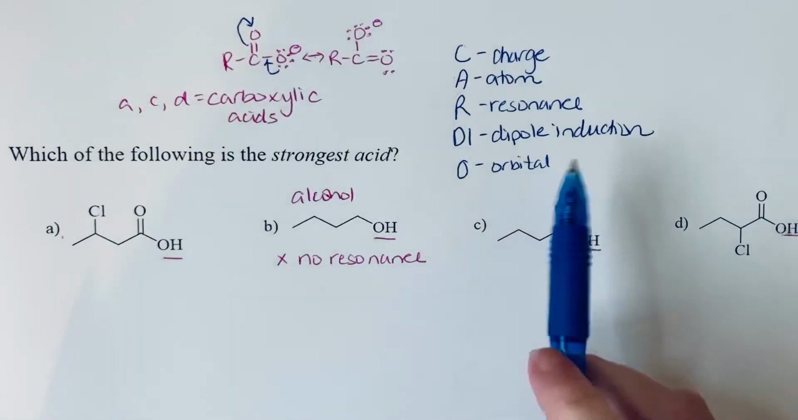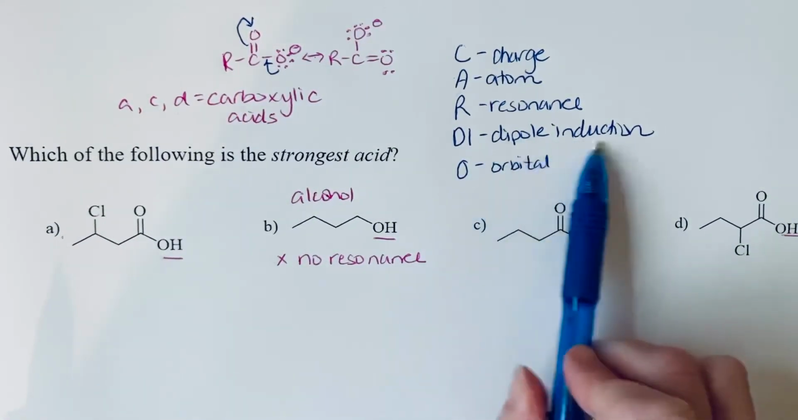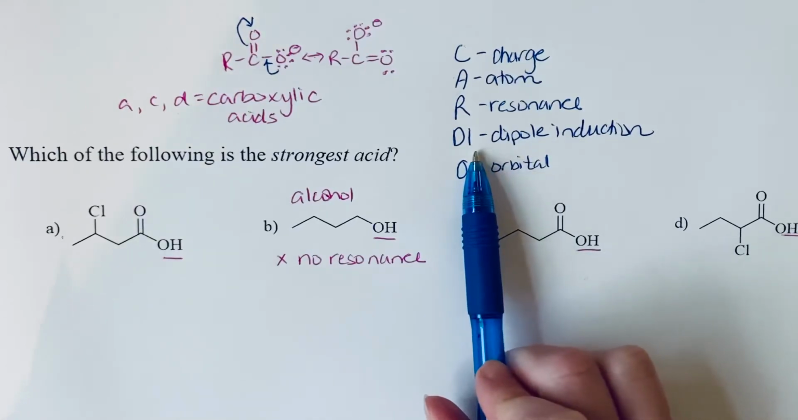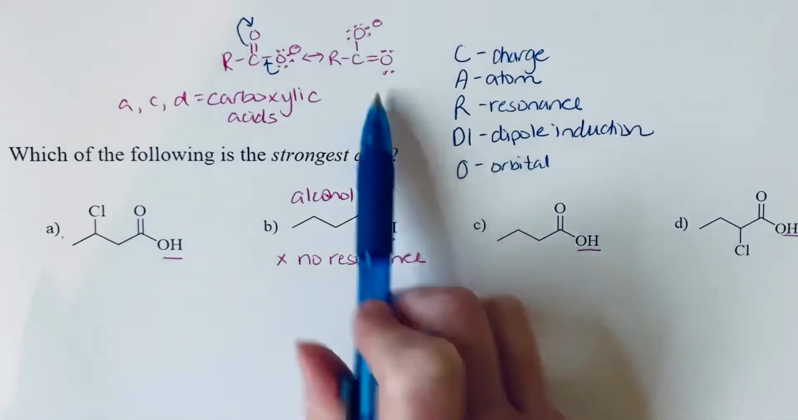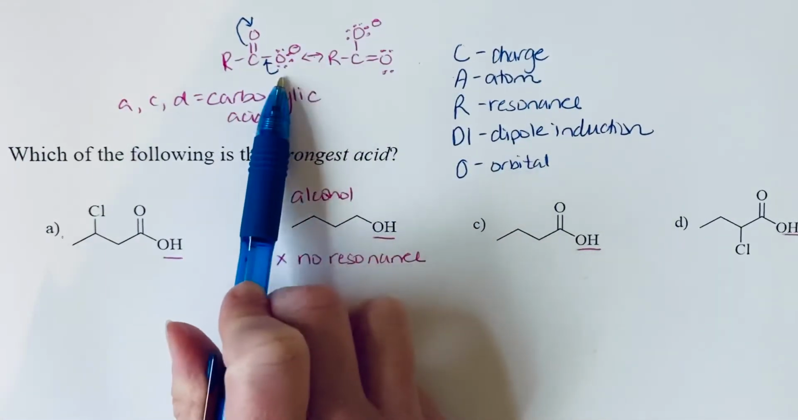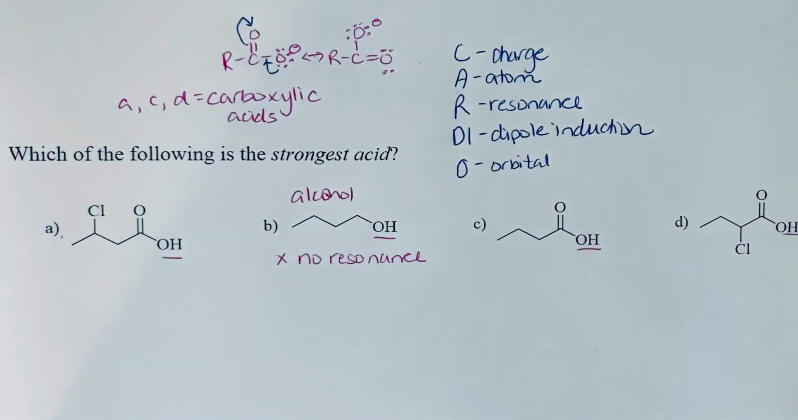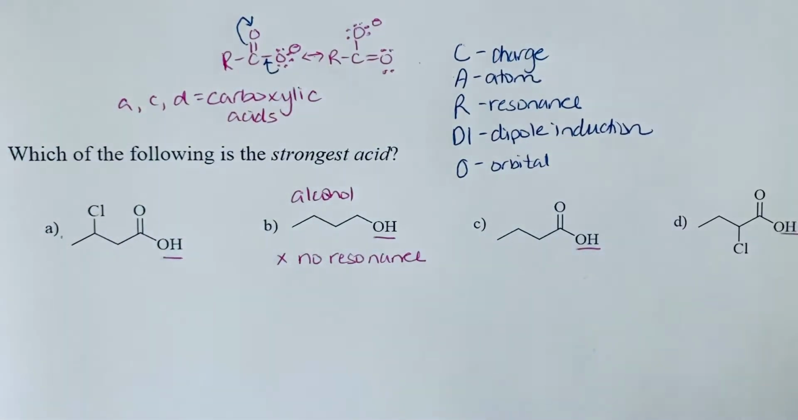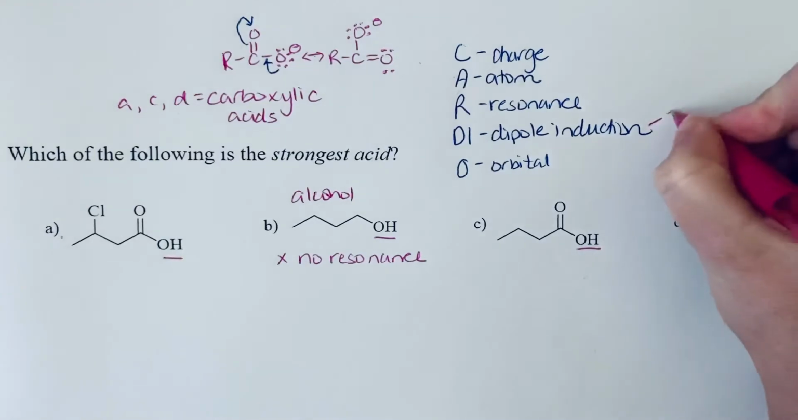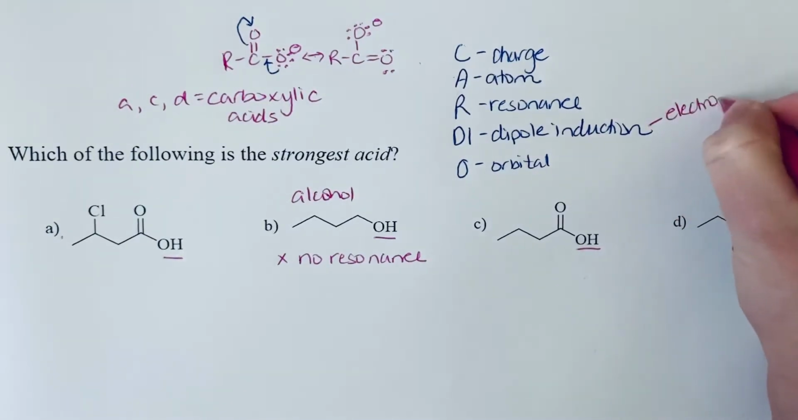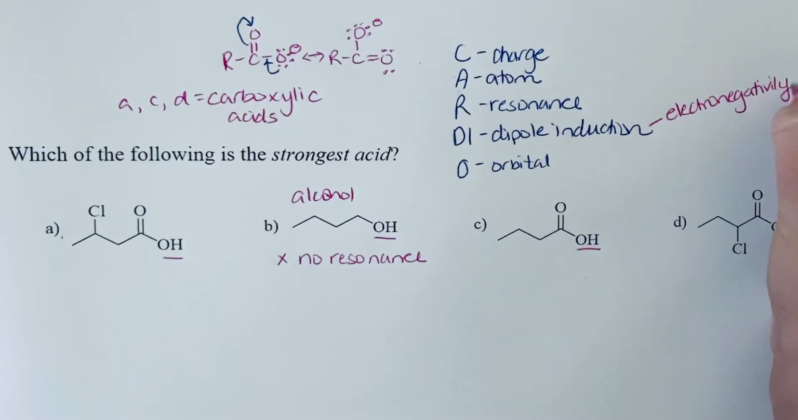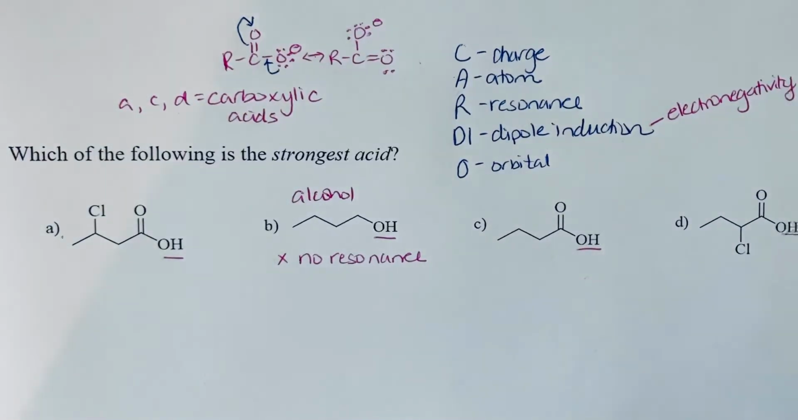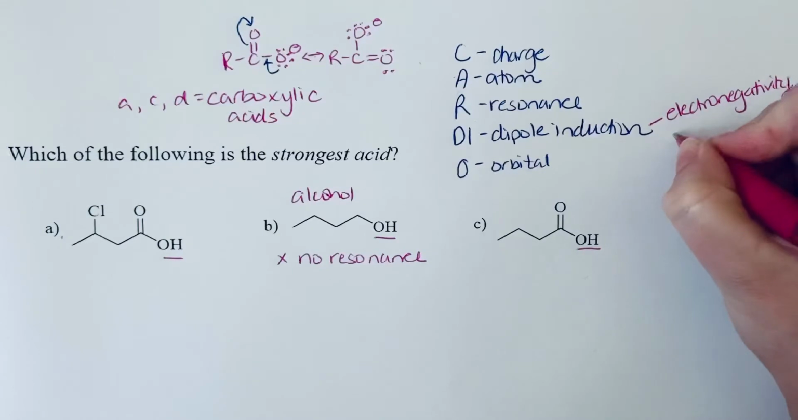Okay, so we're talking about dipole induction. This is the presence of another group in the molecule that could possibly help to pull some electron density away from the negative charge that you form, in order to help to share the charge. So the two things that we look for when we're looking at dipole induction are electronegativity and proximity. The more electronegative atom will have a greater effect.